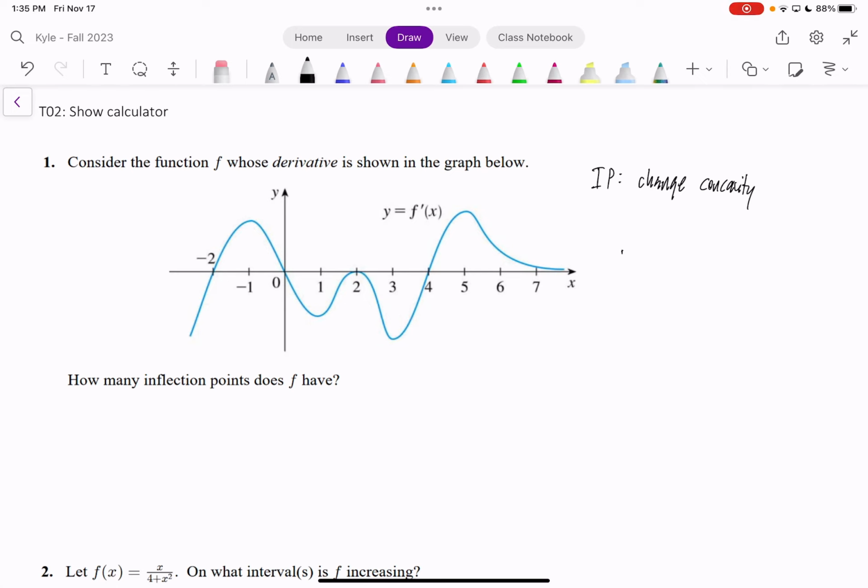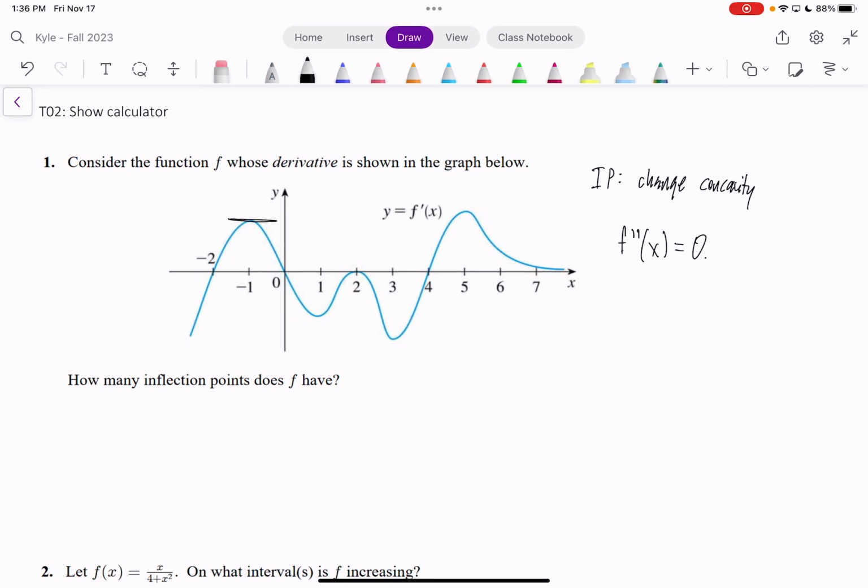And usually this happens when f double prime of x is equal to 0, right? So let's see if we can check this here on this graph. If we're given f prime of x, to get f double prime of x, we're going to take a look at the derivative of f prime being equal to 0. So really we're just going to check when this function has horizontal tangents here.